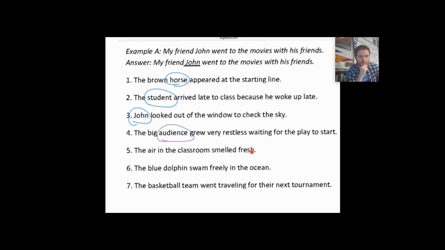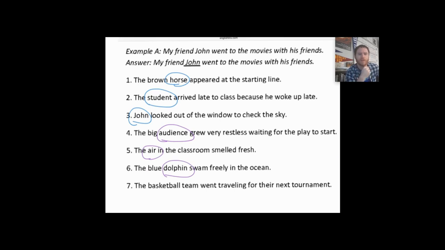The audience did something. The air in the classroom smelled fresh. This sentence is about the air. The air did something. The air smelled a certain way. What's the simple subject in number six? The blue dolphin swam freely in the ocean. Did the ocean do something? No, the dolphin did something. The dolphin swam. Simple subject, dolphin.